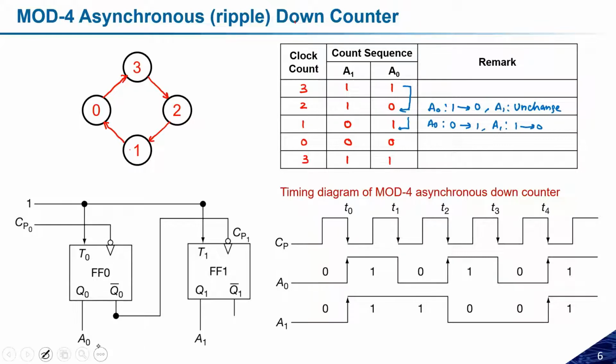The only difference between an up and a down counter is the connection from where I'm connecting the clock pulse of the next state. That's it. This is the only difference. Okay, so keep this in mind.